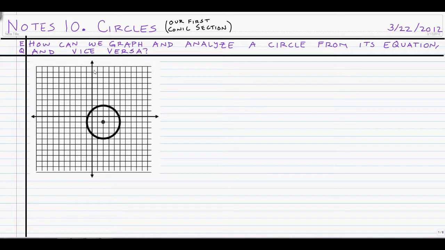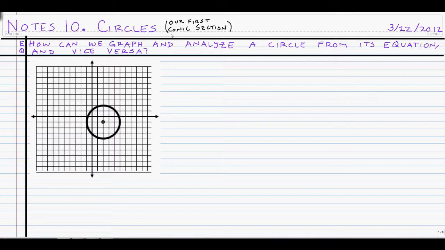So our essential question for today is how can we graph and analyze a circle from its equation, and vice versa, because as I said, we're going to be going both directions. And the name of this unit, even though it's not going to be important to you just yet, is conic sections. Basically, the reason we're talking about circles, and then tomorrow ellipses, and then next week hyperbolas and parabolas, comes from the fact that they have a relationship to a cone. We're not going to worry about that too much.